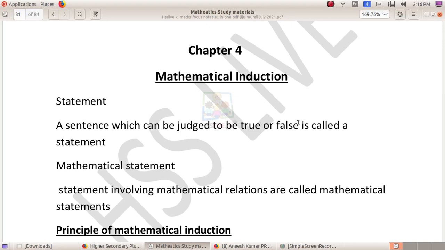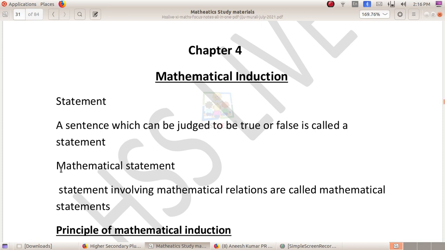Next chapter, mathematical induction. Here, one more sentence: statement. A sentence which can be judged to be true or false is called a statement. So a statement means it's a sentence with two answers, true or false.